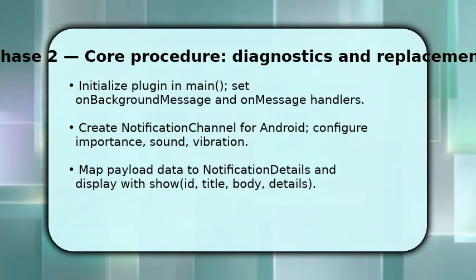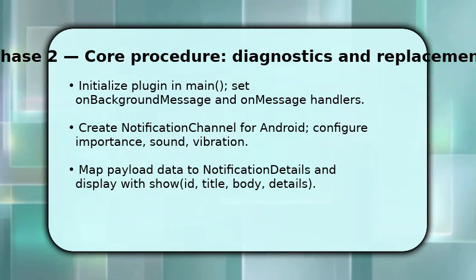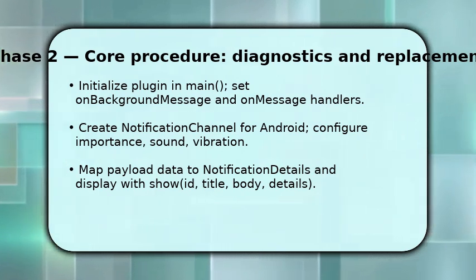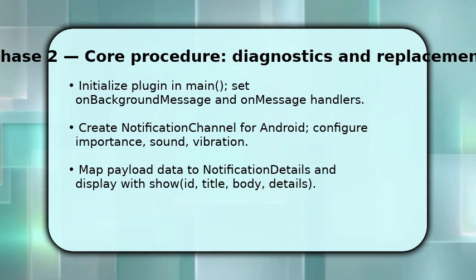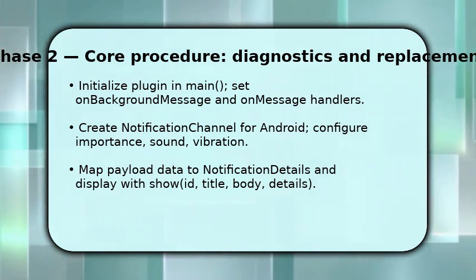In main, call WidgetsFlutterBinding.ensureInitialized and Firebase.initializeApp, then initialize flutter_local_notifications with platform settings. Register onBackgroundMessage and onMessage handlers to process payloads. This lets you handle taps and background data.